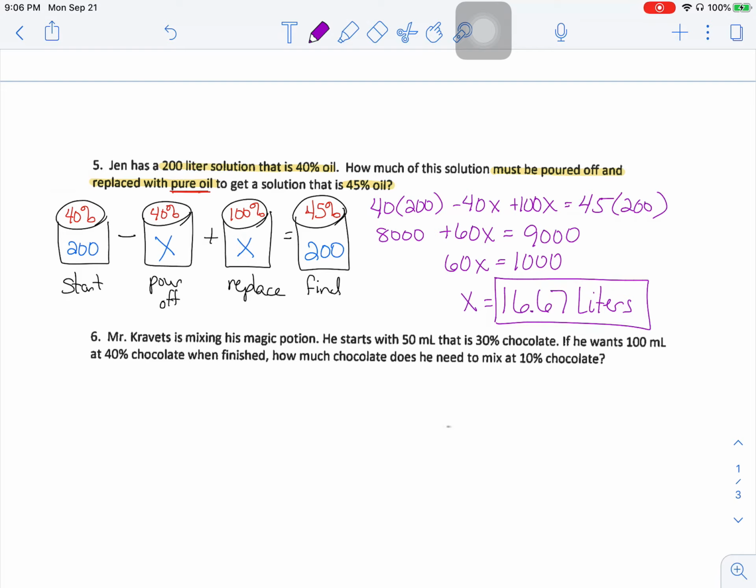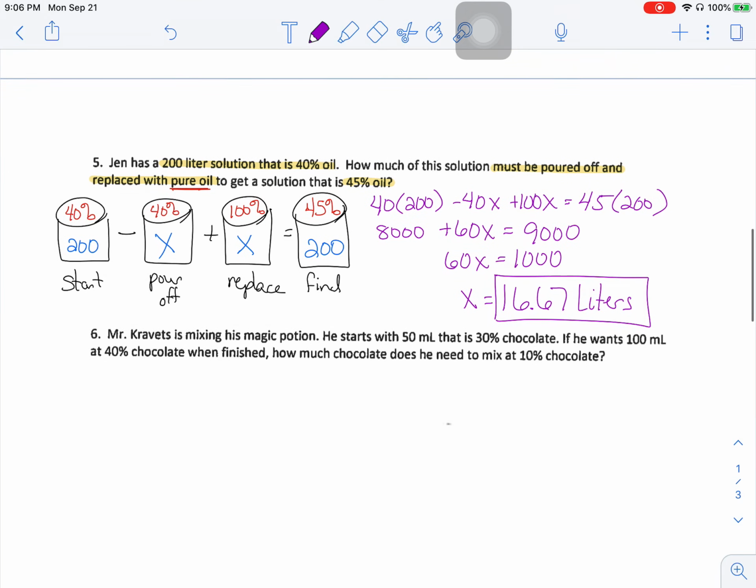As a fraction, in this case, it's not terribly useful when we're talking about actual quantities, but the exact value here is 50 over 3. So if you gave me that, that's okay too.